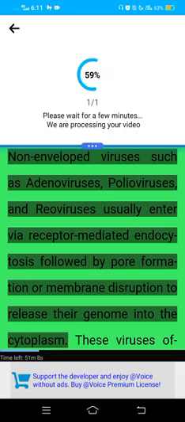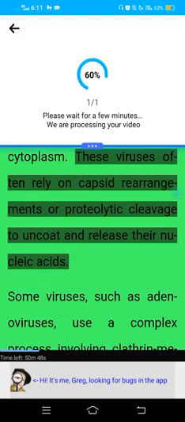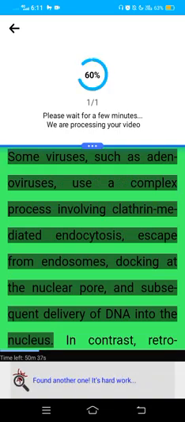Non-enveloped viruses such as adenoviruses, polioviruses, and reoviruses usually enter via receptor-mediated endocytosis followed by pore formation or membrane disruption to release their genome into the cytoplasm. These viruses often rely on capsid rearrangements or proteolytic cleavage to uncoat and release their nucleic acids. Some viruses, such as adenoviruses, use a complex process involving clathrin-mediated endocytosis, escape from endosomes, docking at the nuclear pore, and subsequent delivery of DNA into the nucleus.